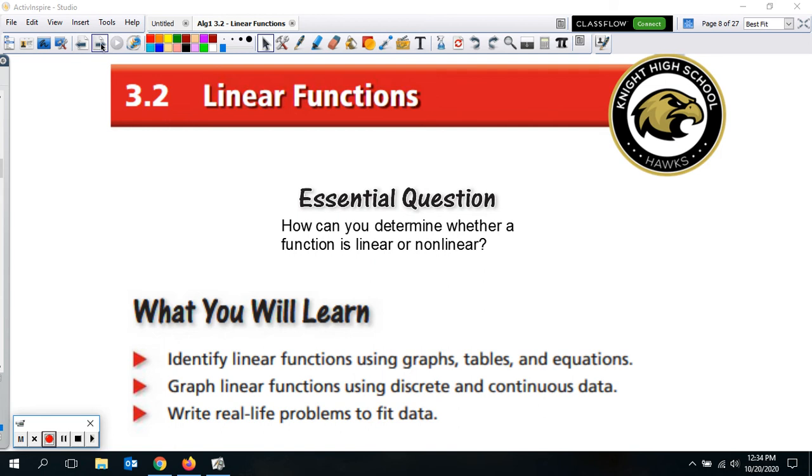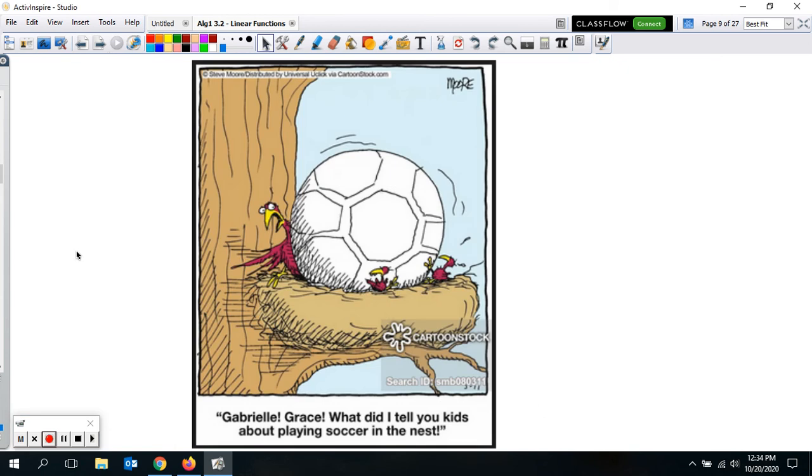First, let's go ahead and look at our cartoon for the day. So here's a bird's nest with a big soccer ball inside. It says, Gabrielle, Grace, what did I tell you kids about playing soccer in the nest? There's no room for anything else. Maybe your mom says no playing ball in the house, no playing ball in the nest. Alright, let's get into our linear functions now.